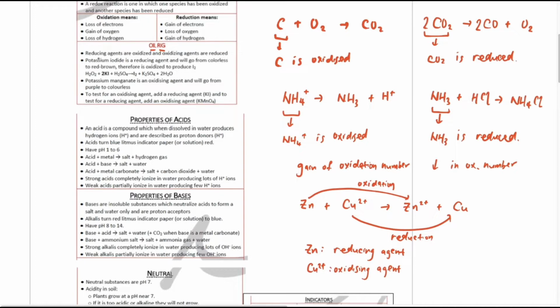Next point, potassium iodide is a reducing agent and will go from colorless to red brown. Therefore, it's oxidized to produce I2. I see the equation first. Potassium iodide reacts with hydrogen peroxide as well as sulfuric acid to form iodine, potassium sulfate, and H2O. We focus on the iodide.